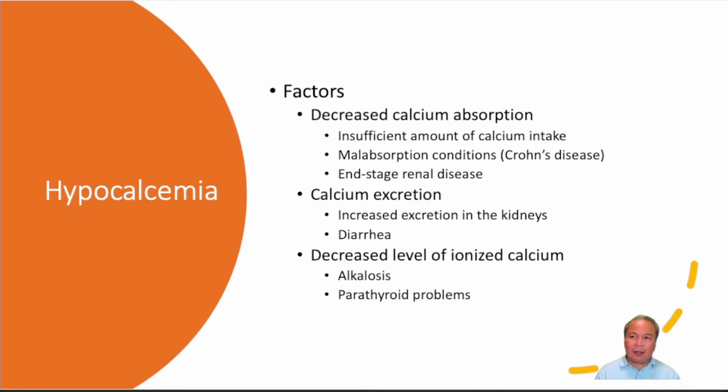So, three common causes of hypocalcemia. One is decreased calcium absorption. The other one is increased calcium excretion. That's the reason why there is decrease or hypocalcemia in the blood. And then there is decreased level of ionized calcium, and we're going to talk about each of them. So when we talk about decreased calcium absorption, what we're really talking about is an insufficient or inadequate amount of calcium intake.